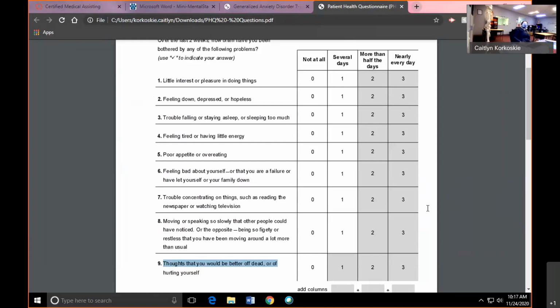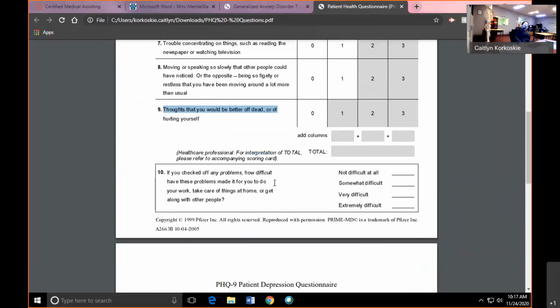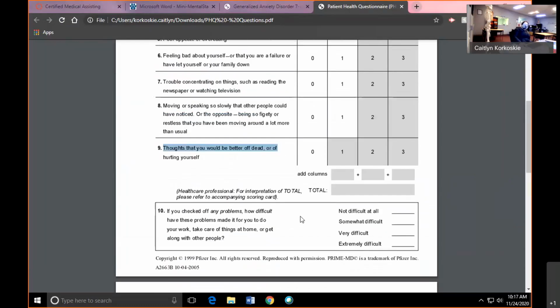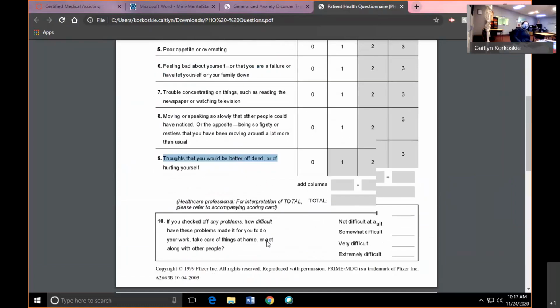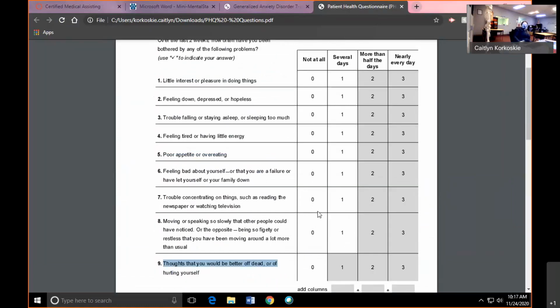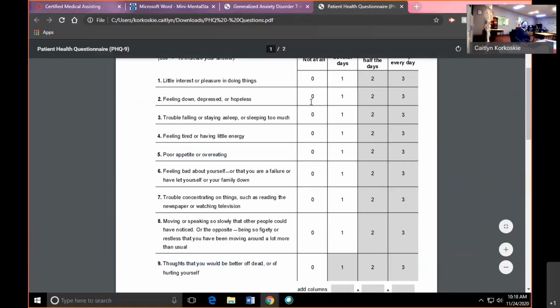But this goes into their chart when we're done with it, and the patient does initial it as well. So if for some reason they try to come back and sue and say, well, I was going to a doctor and telling them how I felt, we could pull this up and say, the last couple of times we've seen you, you said that you weren't having any of these symptoms or anything.